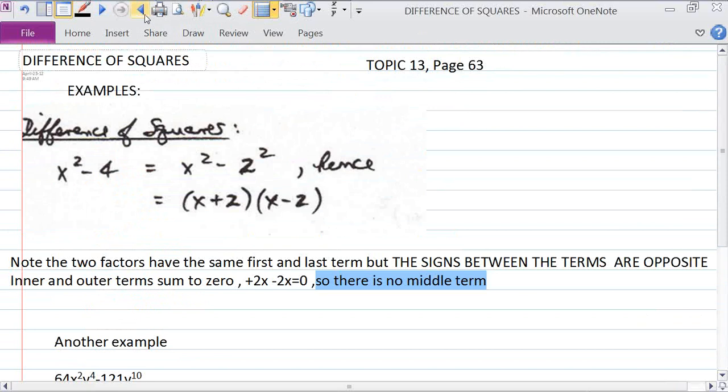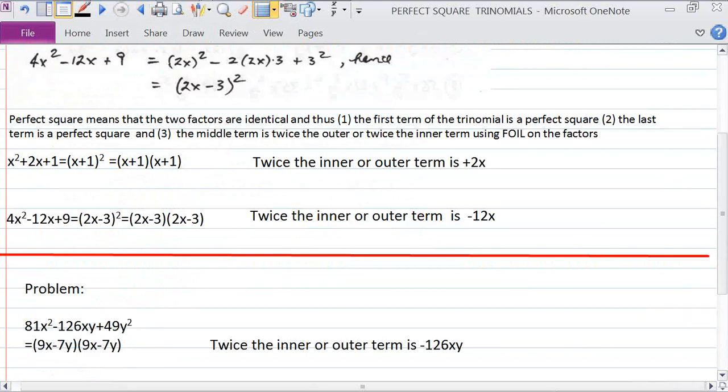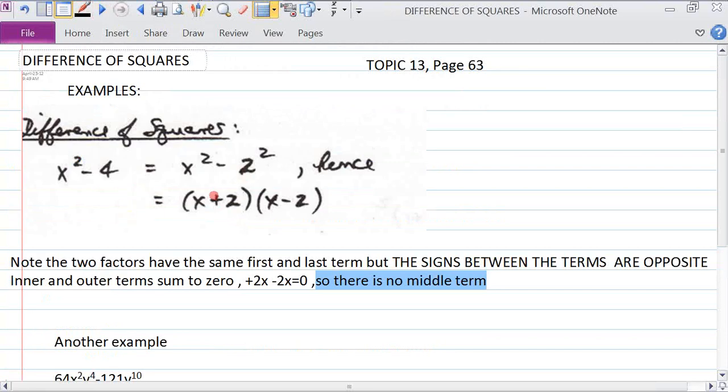Now, just to go back one page, you will see over here that there is a middle term, and the signs between the two are identical. Now we go to the case of the perfect squares, where the signs are different, but the factors are the same. So what happens in this case, as I've said before, is the inner and the outer terms sum to 0. The first term is a perfect square. The last term is a perfect square.